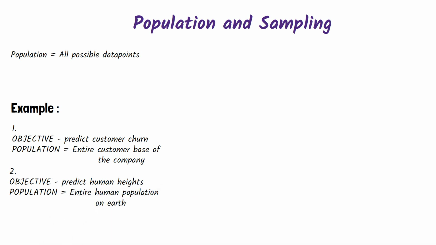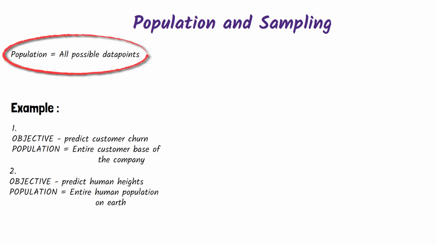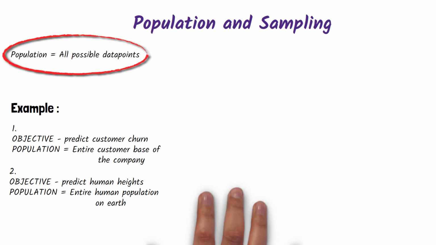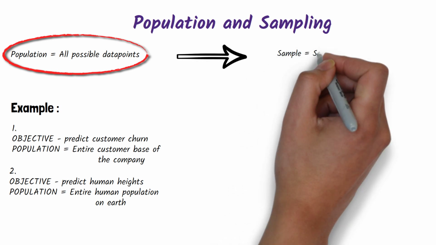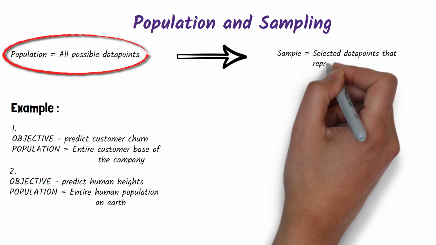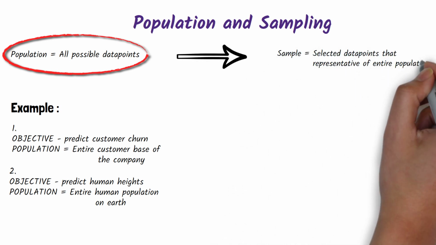But here's the thing, it's usually not practical or even possible to collect data from every single member of the population. Instead, we take a sample of the population and use that to represent the entire group.